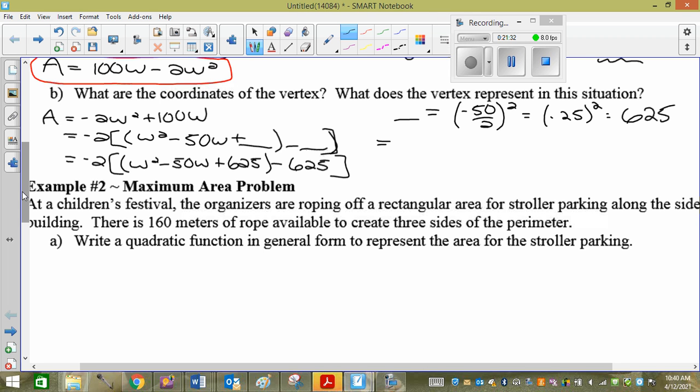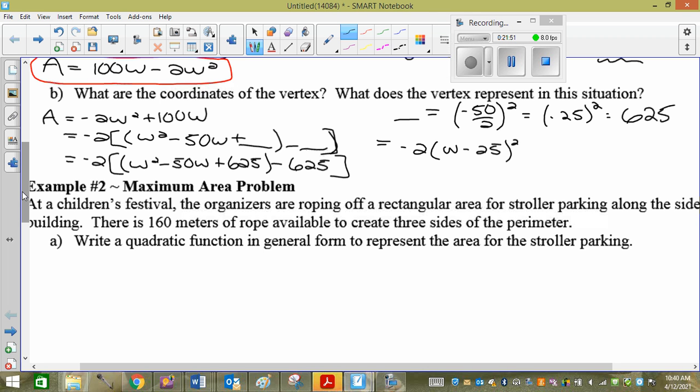So if we say negative 2 bracket, and then with our perfect square, what term do we write in there? It would be the negative 25. Exactly. It's the one that was from our square. So you're good to go there. Remember, we always have to write squared. So negative 2 bracket w minus 25 squared.